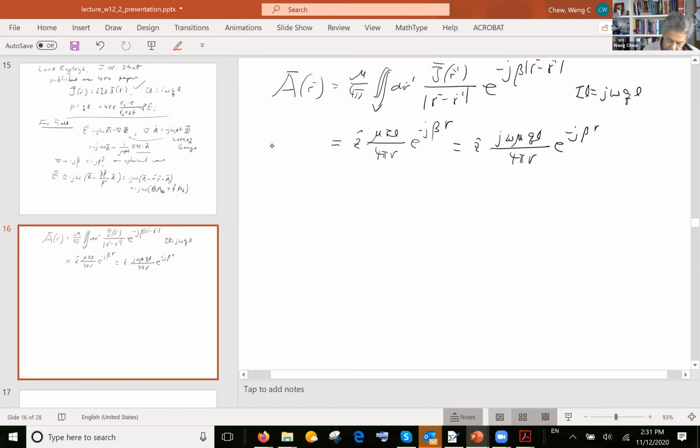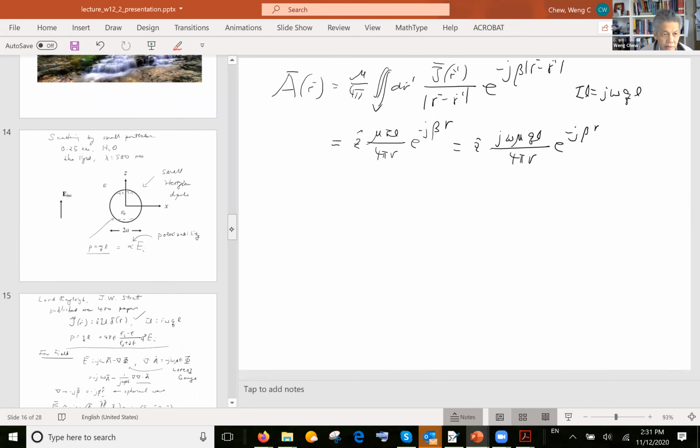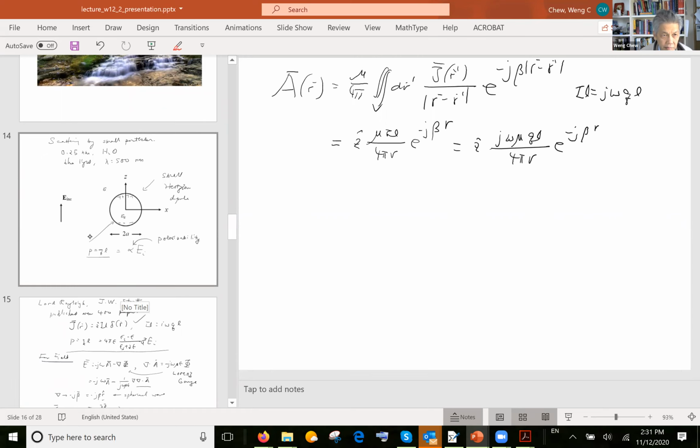And I know what QL is. QL can be done from your previous homework. You found QL by finding the electrostatic solution. You can find the dipole moment of this dipole field, and QL is given by this expression. And then you found that QL is given by that.